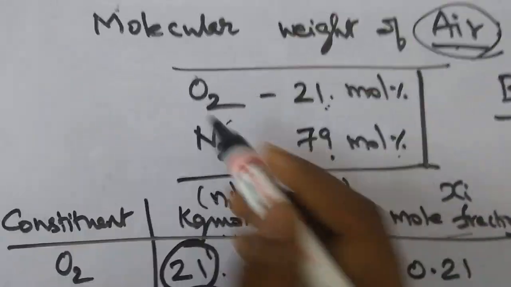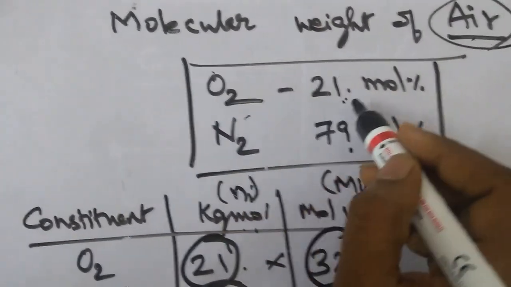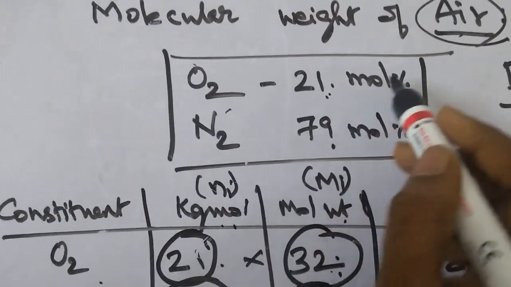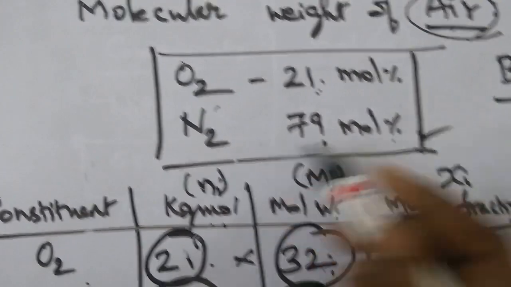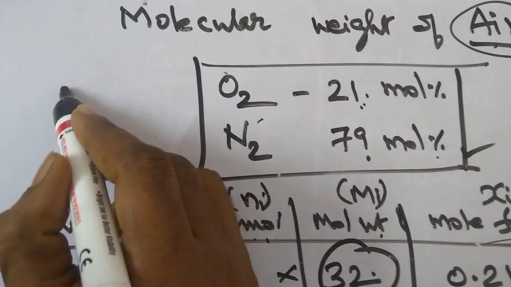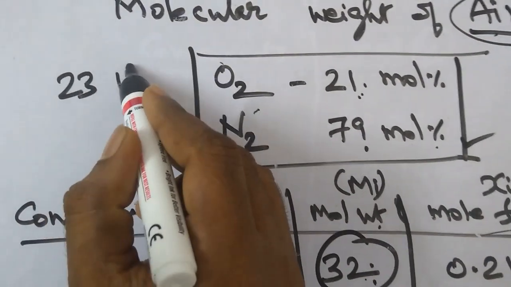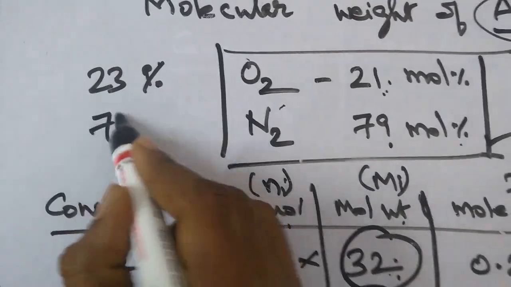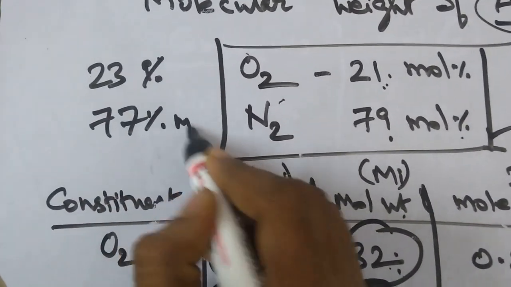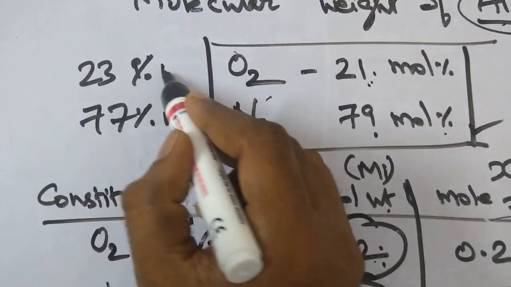So we should know this by now. The composition of air in mole percentage is 21 mole percent and 79 mole percent, and mass percentage is 23% and 77%. So this is mass percentage.